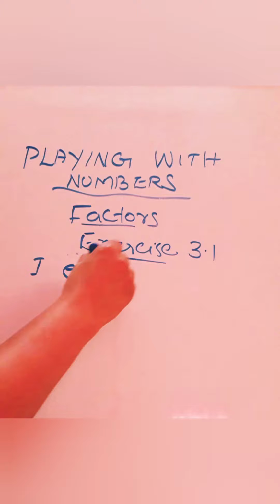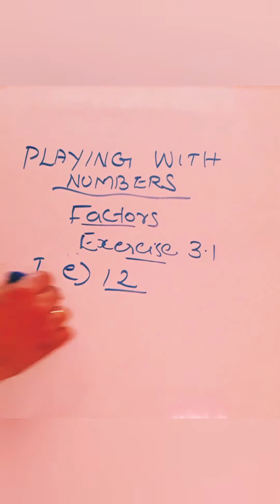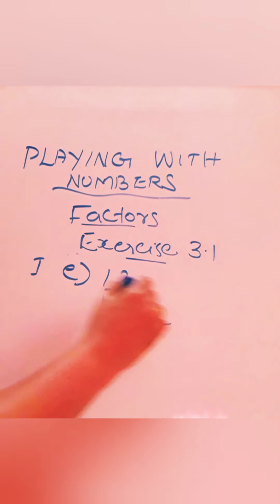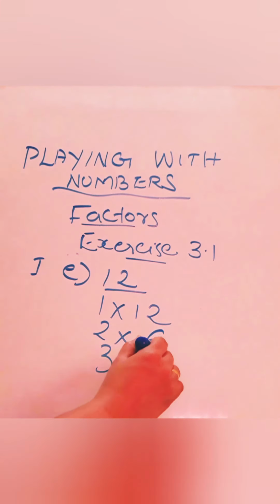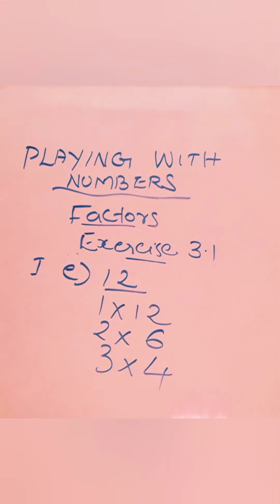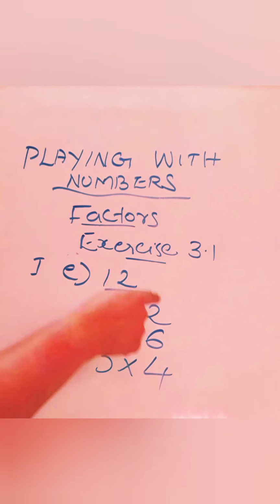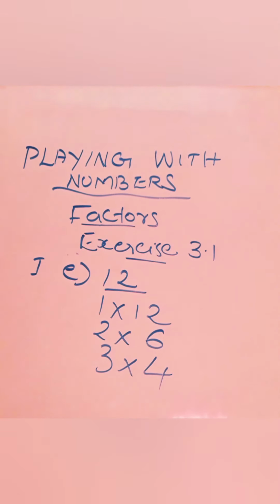Now question number E, 12. We have already discussed it before. 1 into 12, then 2 into 6, 3 into 4. So factors of 12 are 1, 2, 3, 4, 6 and 12. These are all the factors of 12.